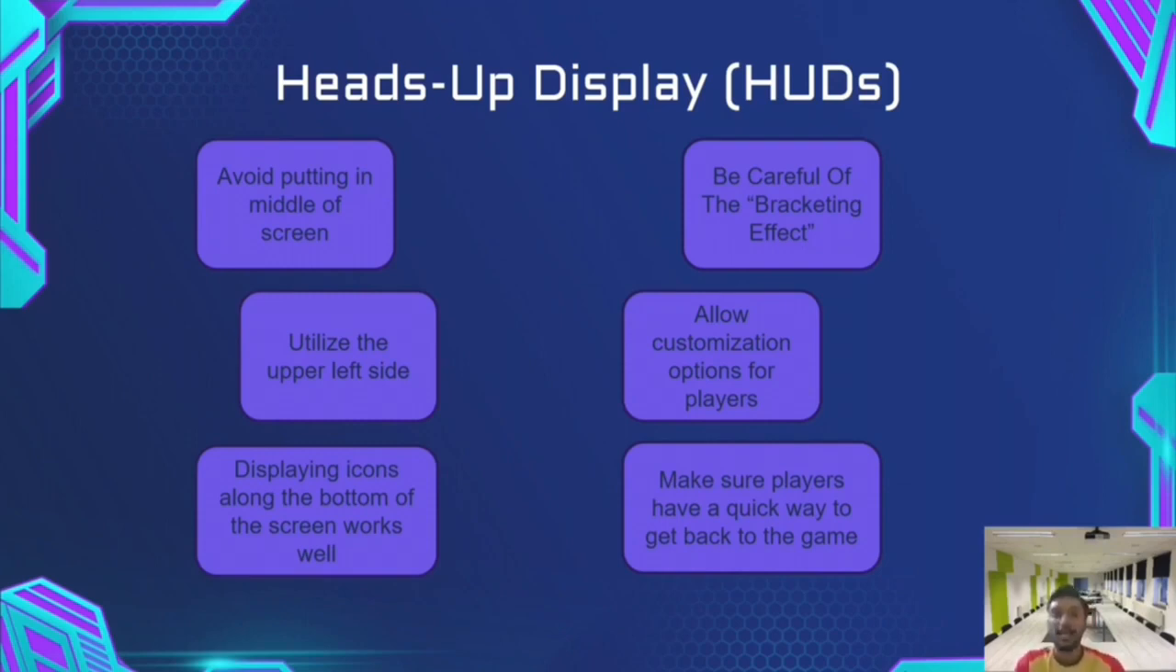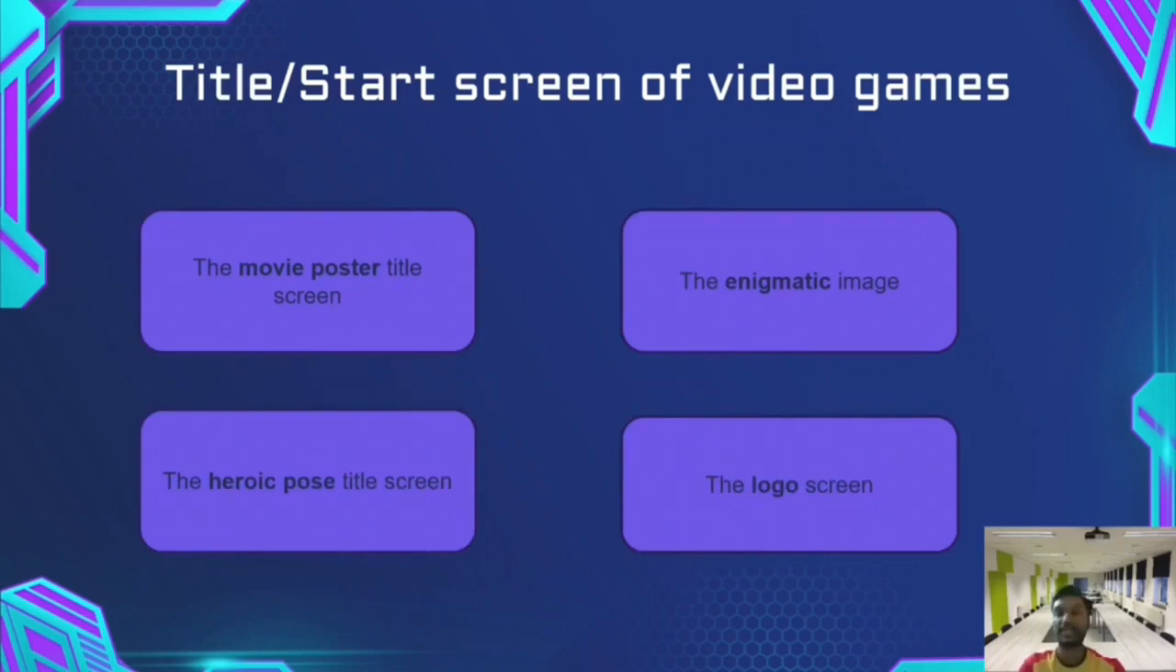Furthermore, we should be careful of the bracketing effect. We cannot place the icons simply on our right side, left side, and bottom side in our game. It will make the game screen smaller, and we should allow customization options for players. When we have a lot of icons to display, we should consider letting the players choose what is most important for them. And we should also make sure players have a quick way to get back to the game. For example, the pause option, title or start screen of video games.